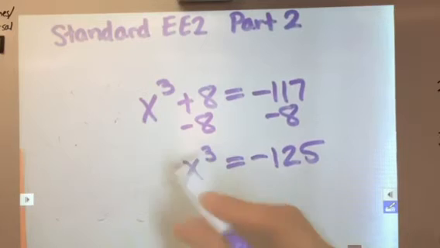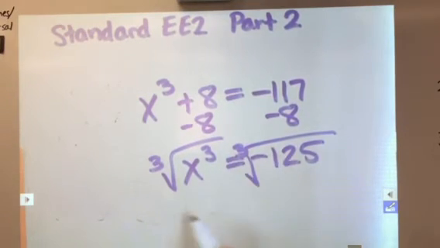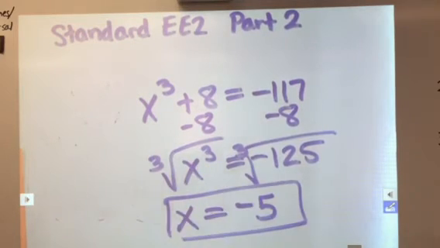Now the inverse of cube is cube root. I can take the cube root of a negative number because a negative times a negative times a negative does equal a negative value. Cubed equations always have one solution. The cube root of negative 125 is negative 5. So that is the one value that when substituted into this equation makes a true statement.